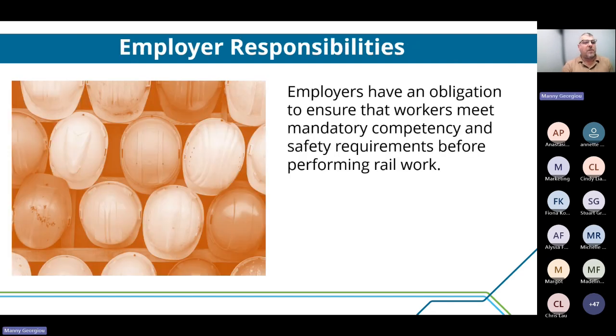All right. So from an employer point of view, obviously, as part of the documents that we spoke about right at the beginning, there is an obligation for employers to ensure that all their workers meet mandatory competency and safety requirements before performing any rail work. Many of these data integrity issues arise because of time, because there are workers that need to be on site at a specific time. And it's very easy to go, oh, I'm just going to alter a date on a document, and then I'll get them to redo the training later because I absolutely need them on site today.